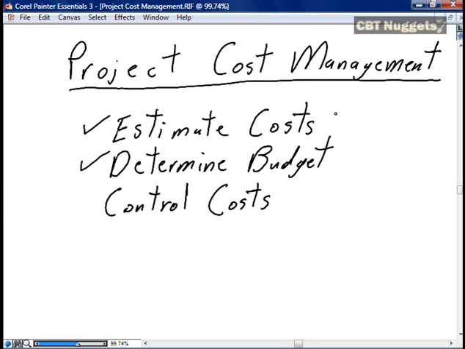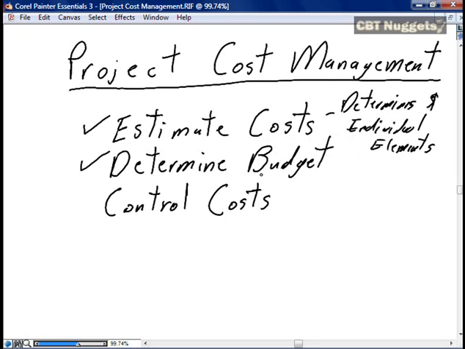The first of these, estimating the project costs, determines the costs for the individual elements of the project. All of the materials, all of the equipment, all of the human resources, basically taking each and every element of the work breakdown structure that we've discussed in previous nuggets and determining the cost associated with that.